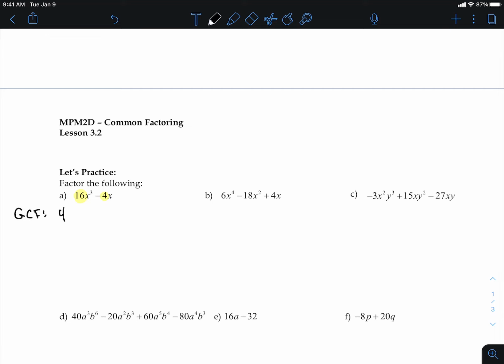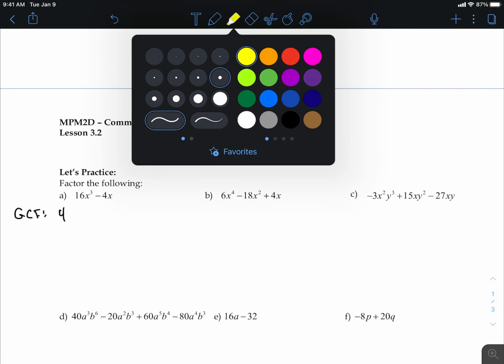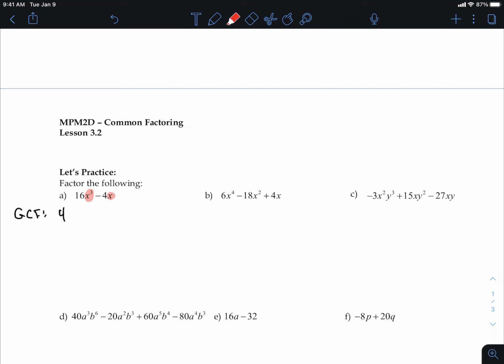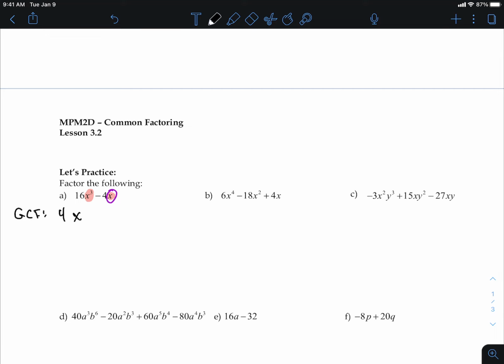Now the variables we're after next, right? What is the biggest variable you could pull out from this thing? Remember, you're trying to steal from both of them, but you can only take as much as the one that has the least. Does that make sense? So for this, I only see 1x over here, which means I can only take 1x out. That's your greatest common factor.